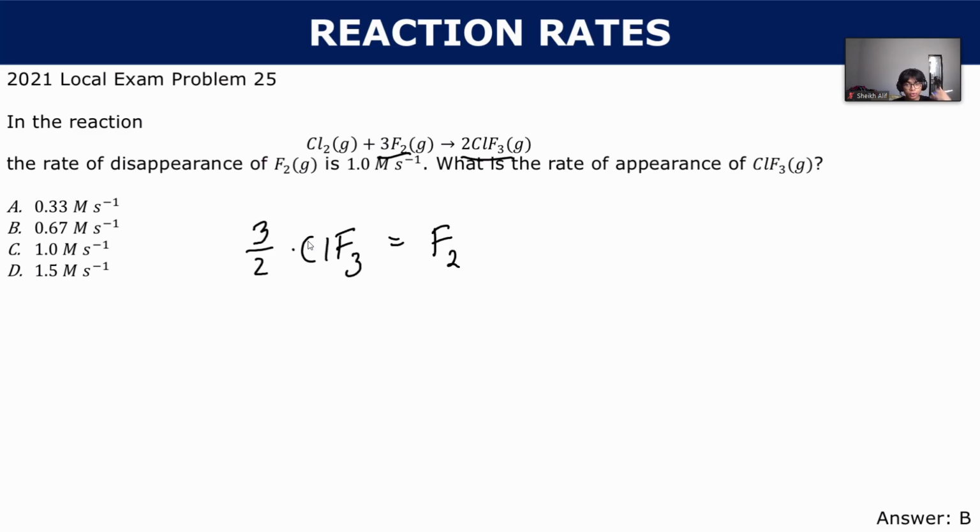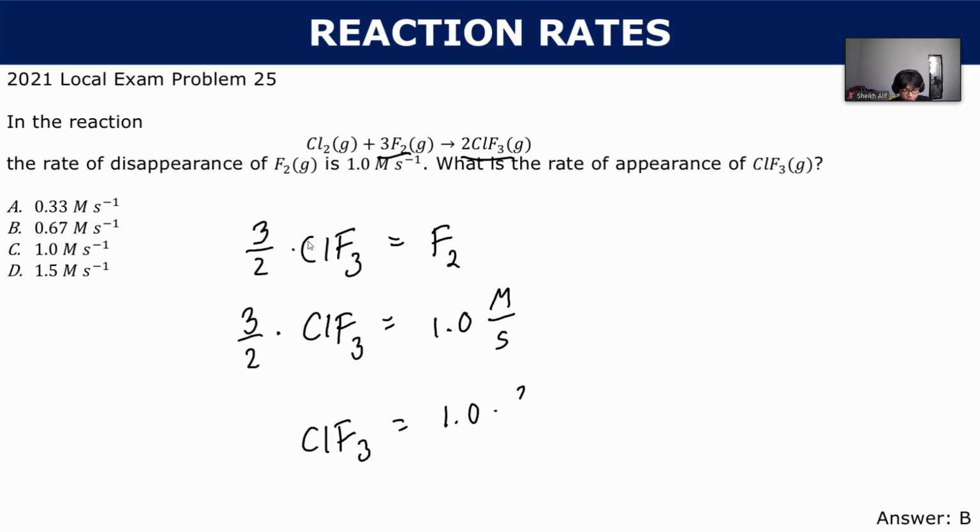Remember, these are all just stoichiometric coefficients, and we know the rate of disappearance of F2. So we can plug that in, and that's going to be 1.0 molarity per second. If we solve for ClF3, that rate is just going to be 1.0 times 2 over 3, which is 0.67 molarity per second, which is answer choice B, and I had the answer up the whole time. It is, in fact, the right answer. So again, these are stoichiometric ratios. You just need to remember that.